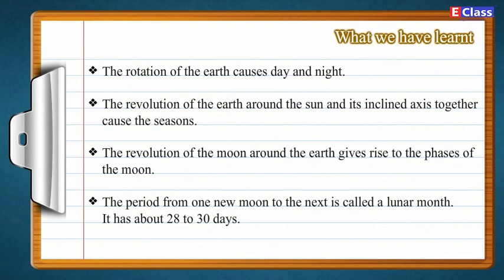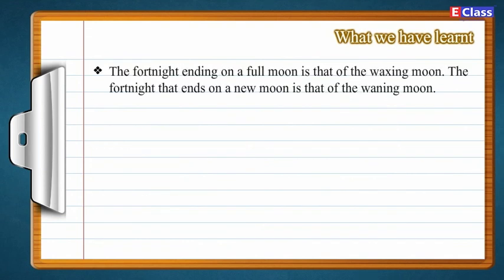The period from one new moon to the next is called a lunar month. It has about 28 to 30 days. The fortnight ending on a full moon is that of the waxing moon. The fortnight that ends on a new moon is that of the waning moon. The days of the lunar month are called tithis.